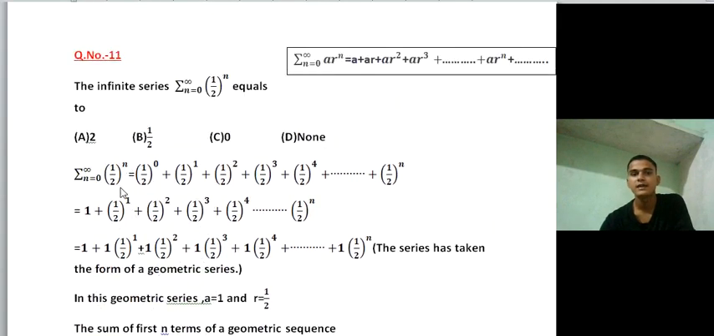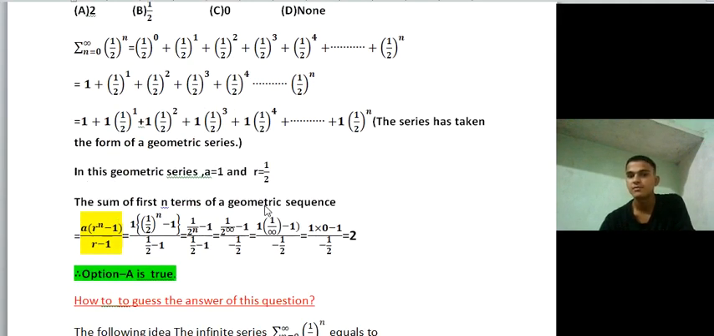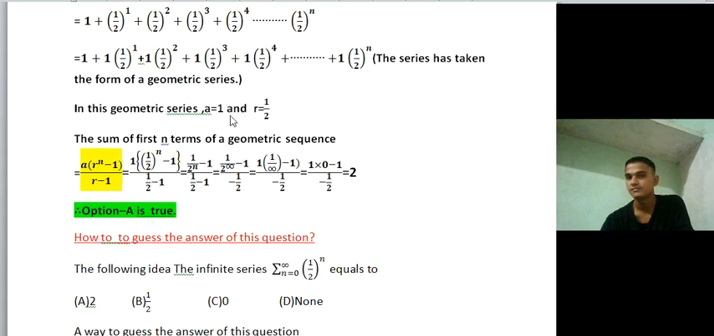Okay, so here our business is to find out the sum of all the terms of this sequence. The formula to find out the sum of the first n number of terms of a geometric sequence is a into r to the power n minus 1 divided by r minus 1. So here a is the first term and r is the common ratio. Okay, so a is equal to 1 and r is equal to 1 by 2.